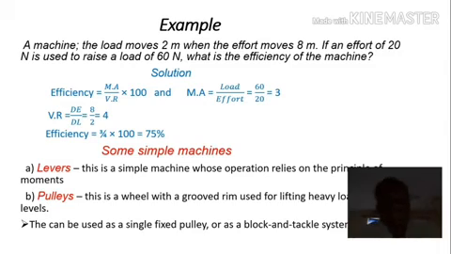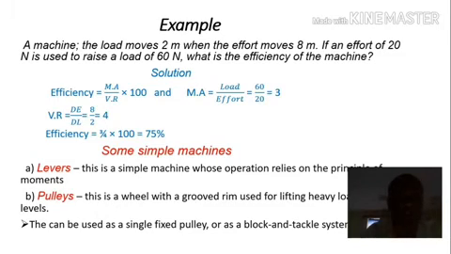Example: in a machine, the load moves 2 meters when effort moves 8 meters. If the effort of 20 Newton is used to raise the load of 60 Newton, what is the efficiency?